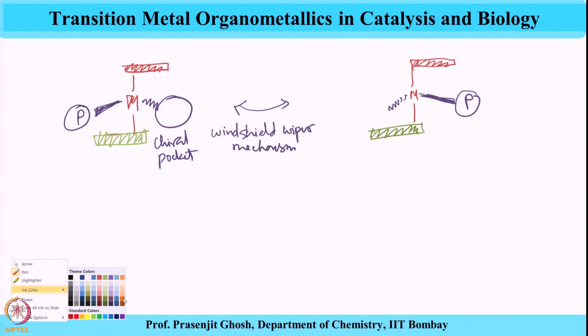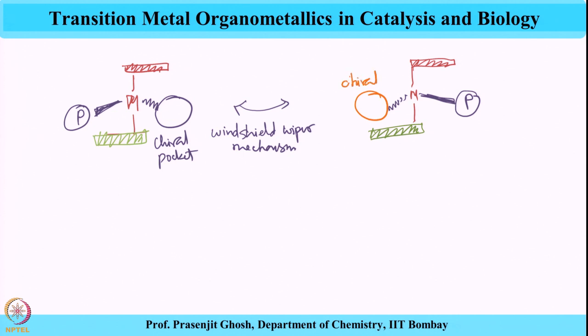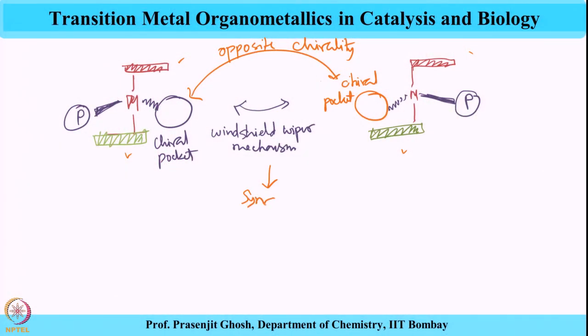And has moved to the other side, but the symmetry of the ligand system is such that these two pockets are of opposite chirality, then the facial binding of the propene would be through different faces at each of this pocket, and that should give the product as syndiotactic polypropylene.